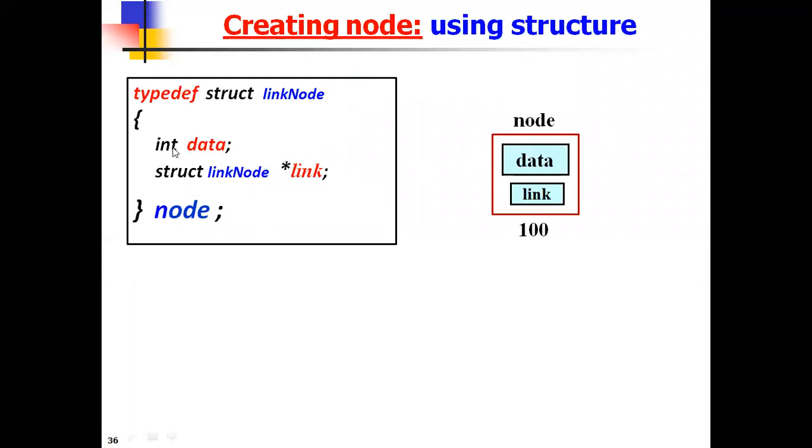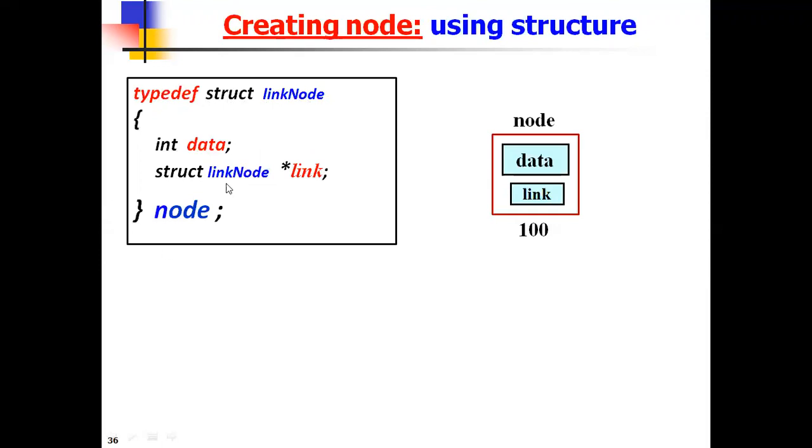The data part I have shown as integer. It can be a single data, that is homogeneous data, or the data part can be heterogeneous data, where you can have multiple kinds of data, different data types. In our examples we have only single data, so it's a homogeneous node. And the link part, you are creating as a pointer to the same structure, where the structure name is struct link node, so the pointer should be the same structure.